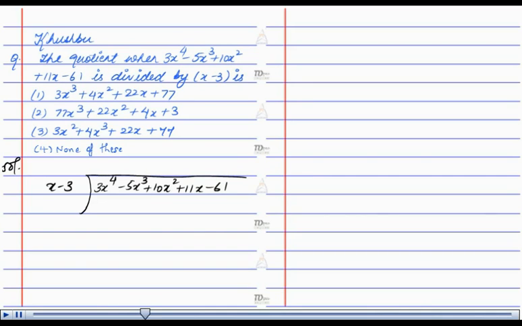gives 3x to the power 4 when divided by x gives 3x cube. 3x cube into x is 3x to the power 4 and 3x cube into minus 3 is minus 9x cube. Subtracting it from the above expression, we get 0 plus 4x cube. Writing down the remaining expression as it is, we get plus 10x square plus 11x minus 61.